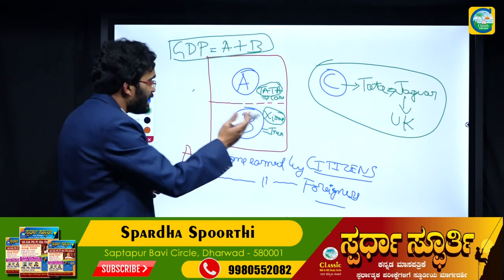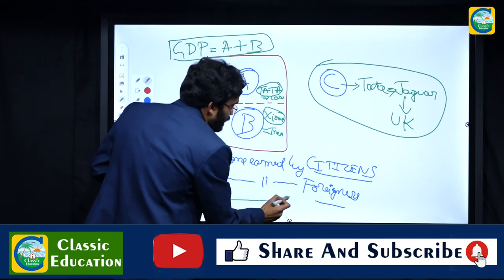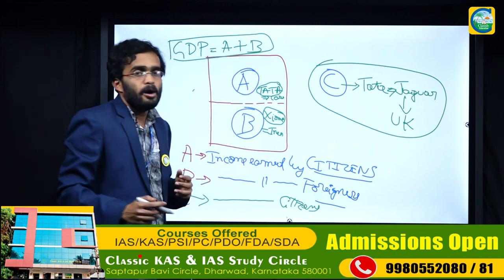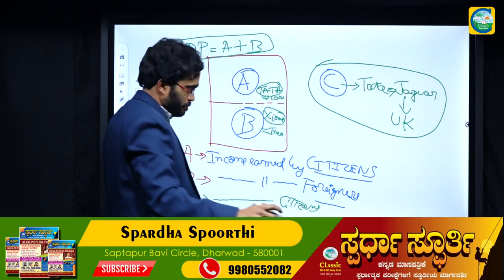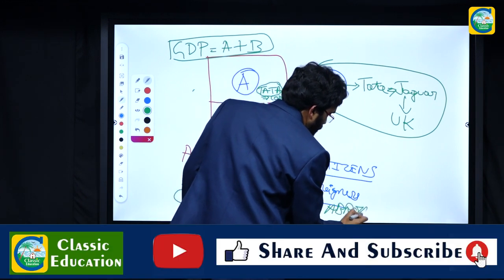So, the income, what is C? C is nothing but the income earned by citizens of India residing abroad, not in India.